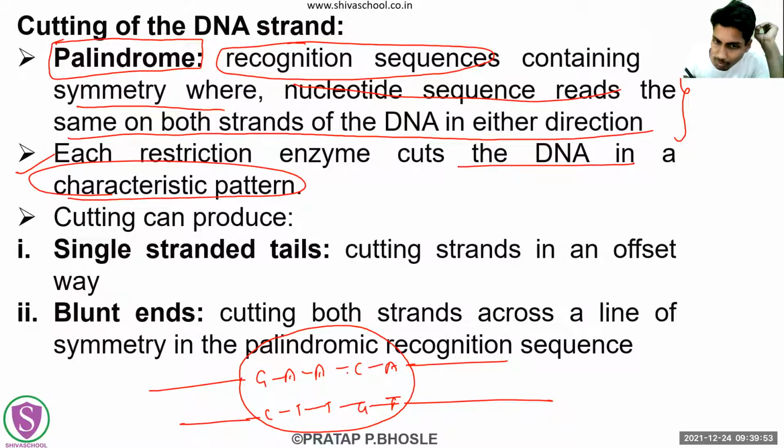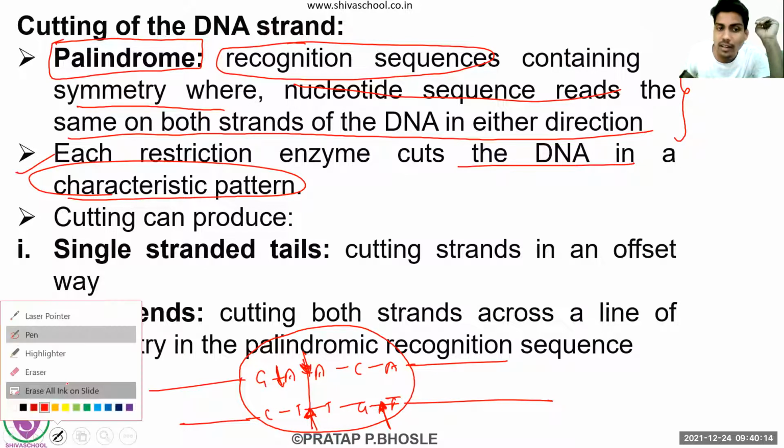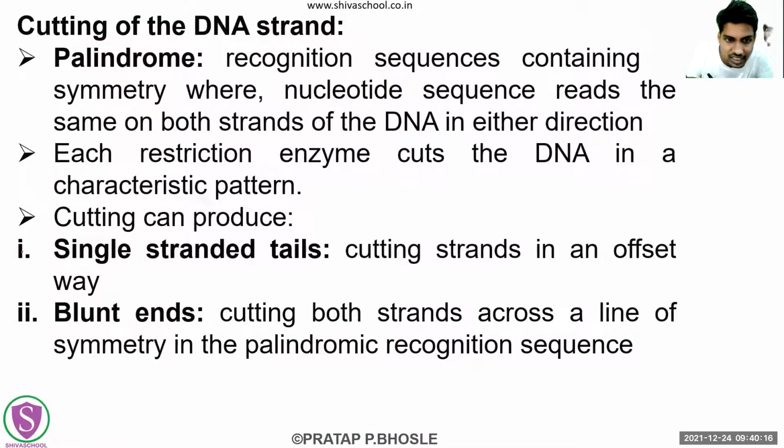But there is a fixed pattern here, whether they will cut this strand at this location and the other strand at another location, or both these strands at the same location. There is a fixed pattern depending on that particular enzyme. Depending on that, there are two types of cuts made by the enzyme: the single stranded tails and the blunt ends. So the cutting can produce these two types of tails.